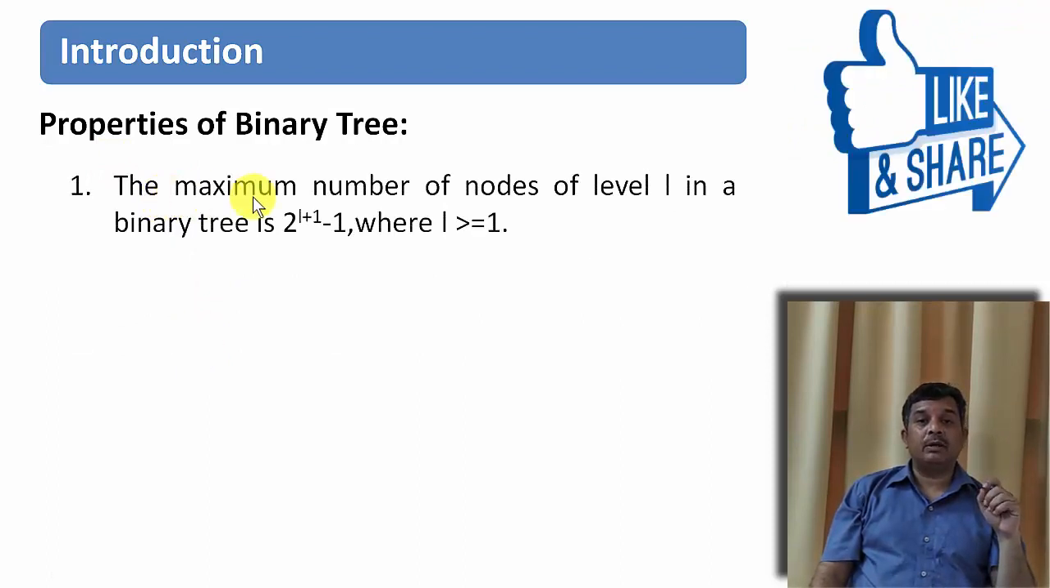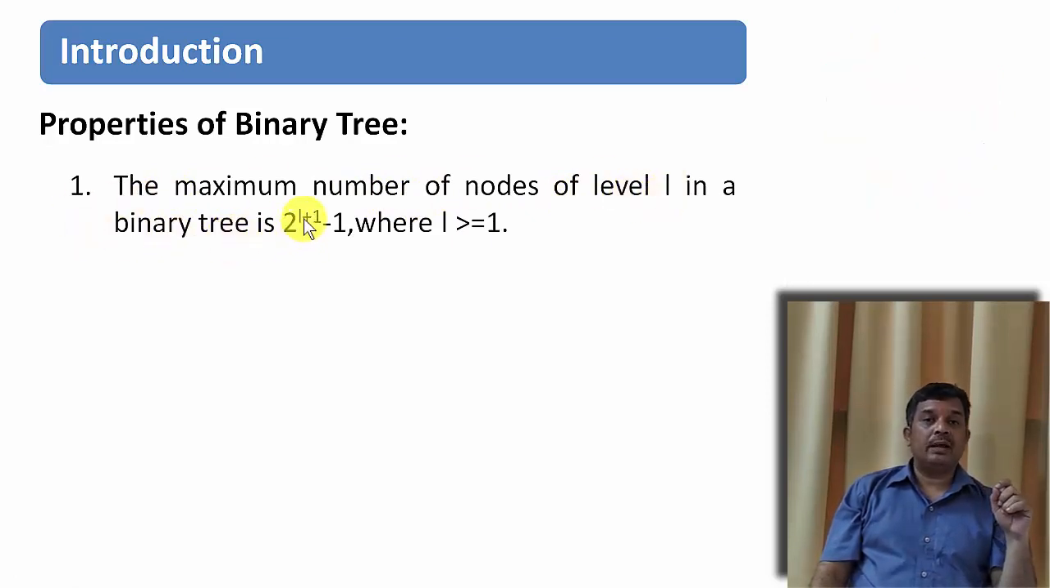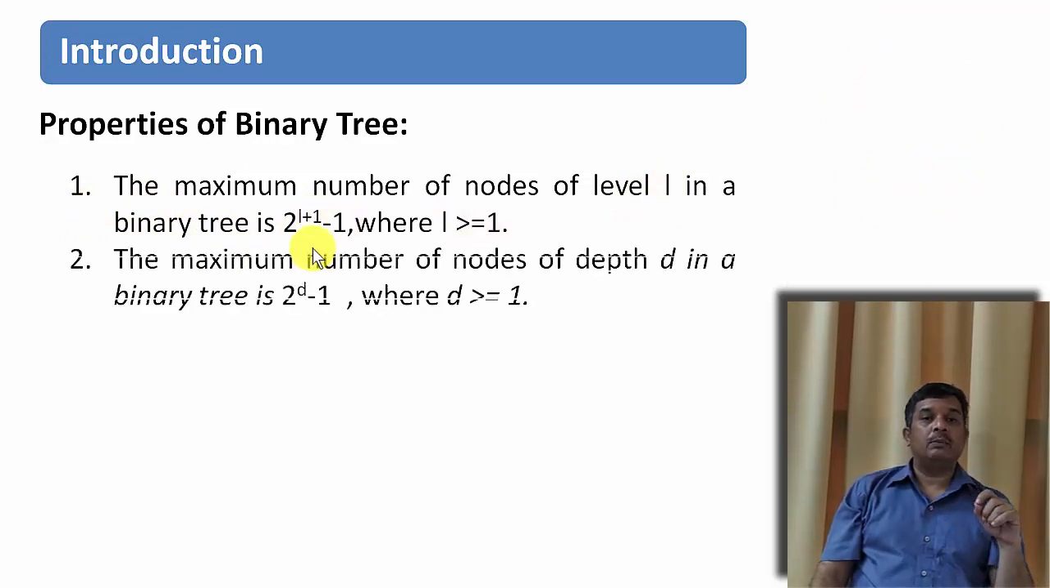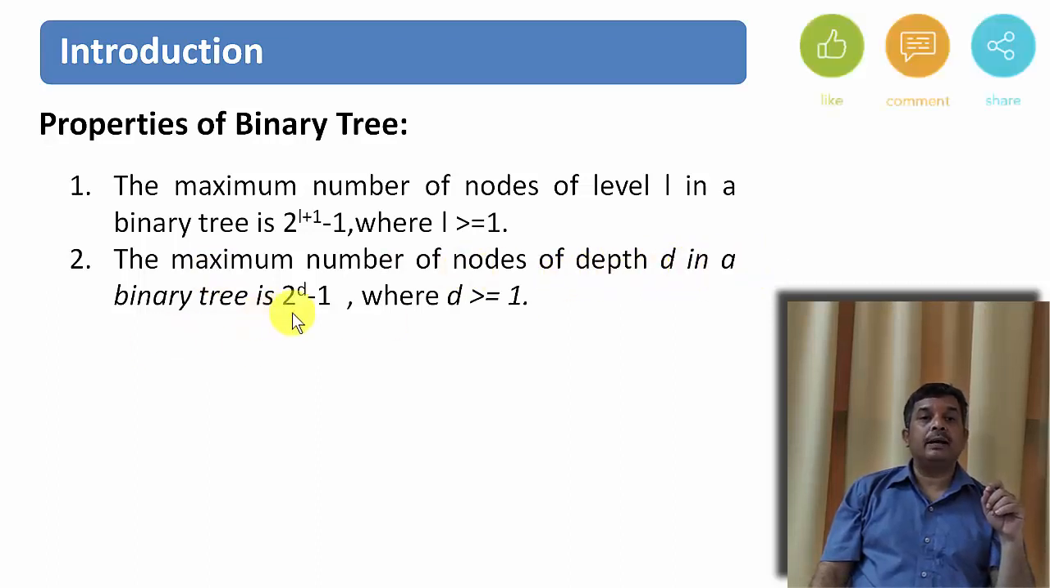The maximum number of nodes at level L in a binary tree is 2 to the power L, where L is greater than or equal to 0. One more property is there. The maximum number of nodes in a binary tree of depth D is 2 to the power D minus 1. These two formulas are also very, very important.